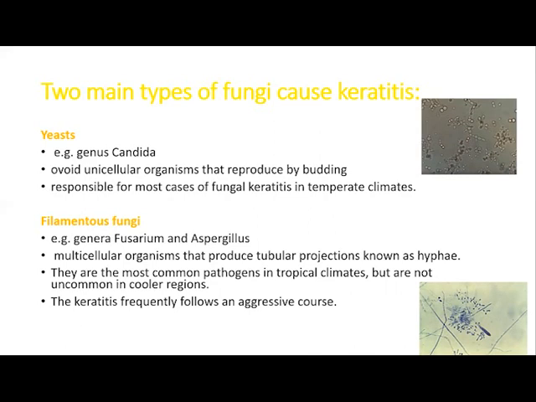Yeasts are ovoid unicellular organisms that reproduce by budding, and they are responsible for most cases of fungal keratitis in temperate climates. Filamentous fungi are multicellular and produce tubular projections known as hyphae. They are the most common pathogens in tropical climates, but can also be seen in cooler regions. Keratitis frequently follows an aggressive course when it is caused by filamentous fungi like Fusarium and Aspergillus.